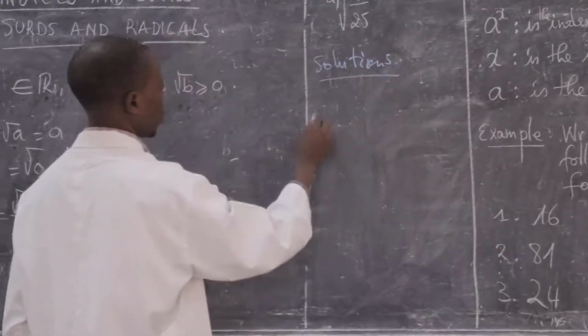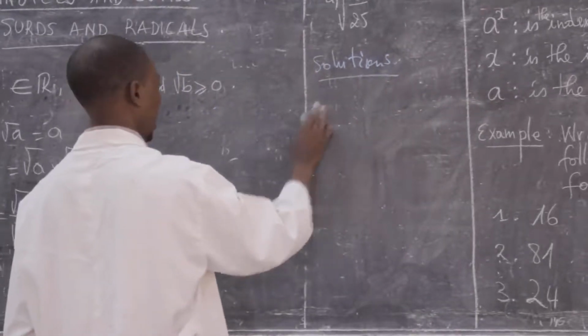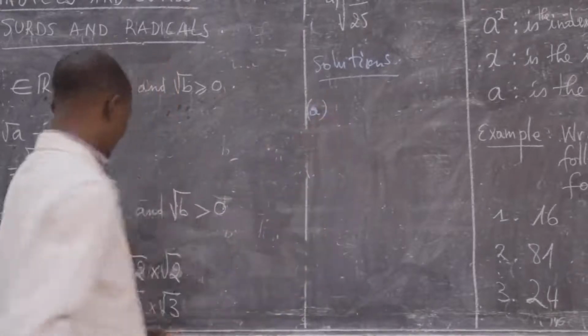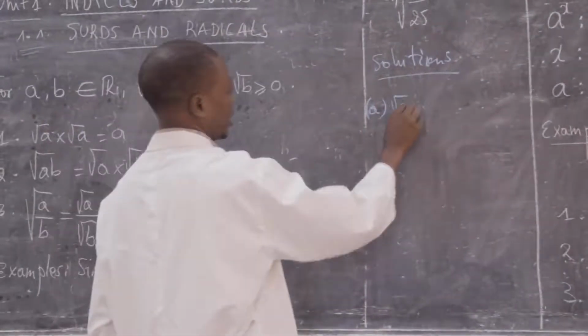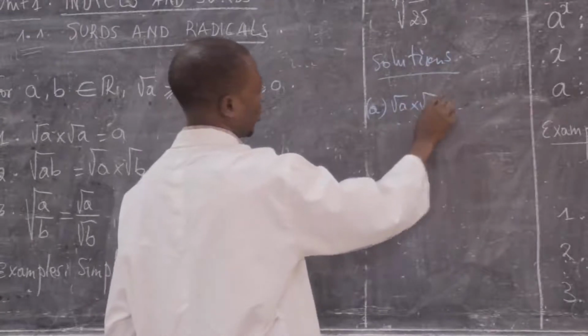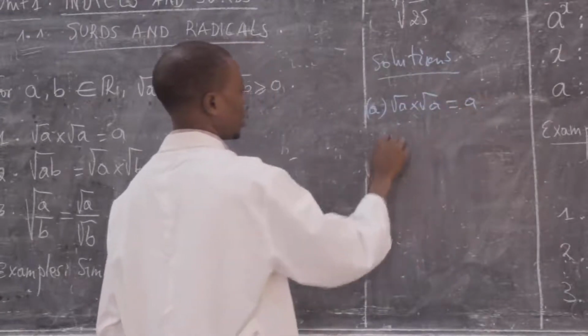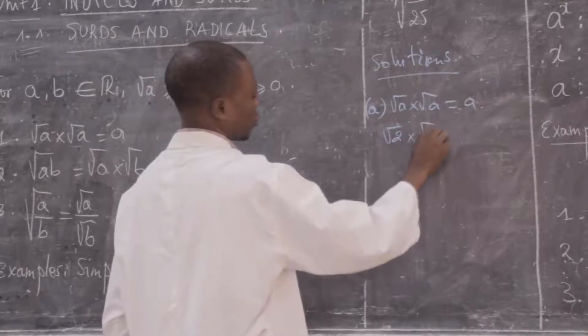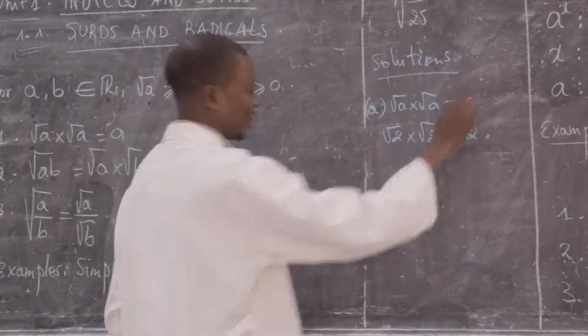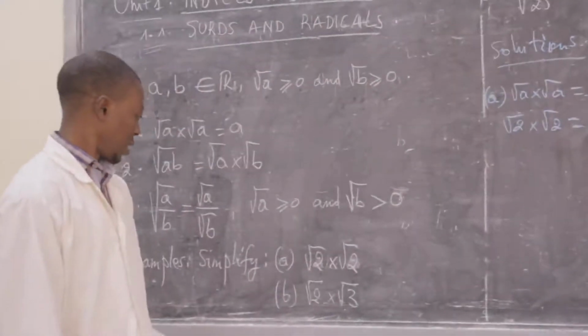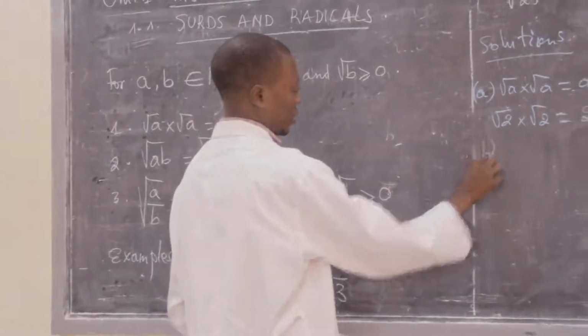These are the solutions of these examples. Let us start from A. Example number A: the square root of A times the square root of A is equal to A, which means the square root of 2 times the square root of 2 will be 2.